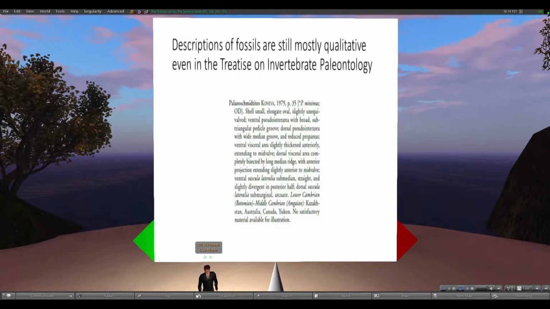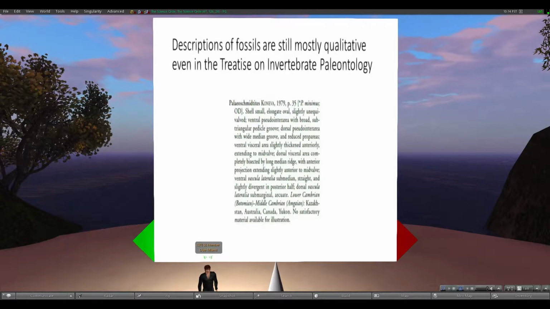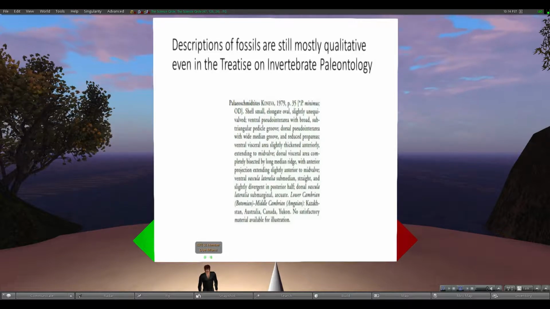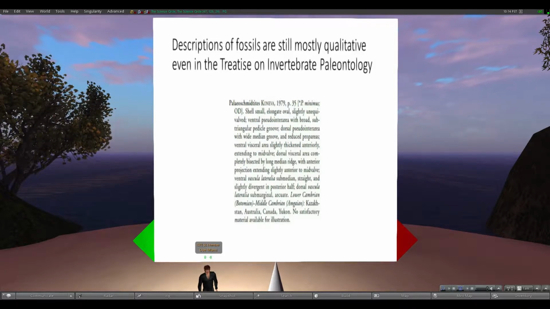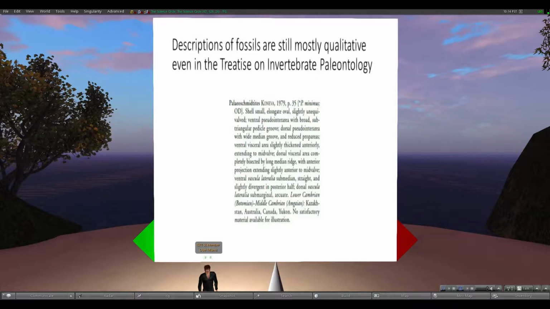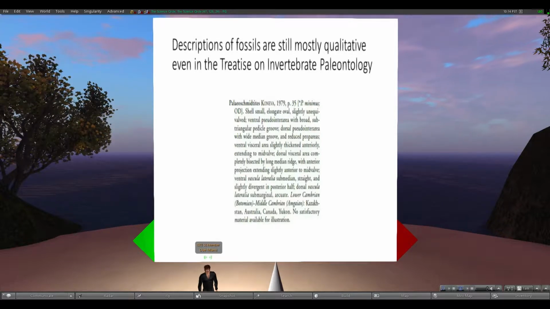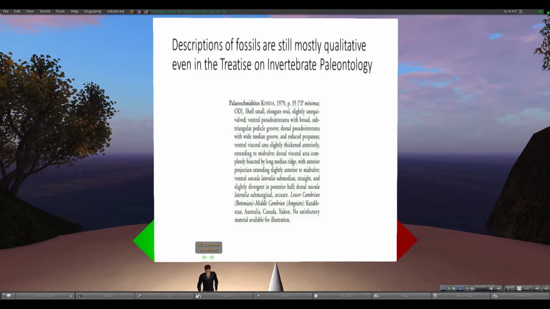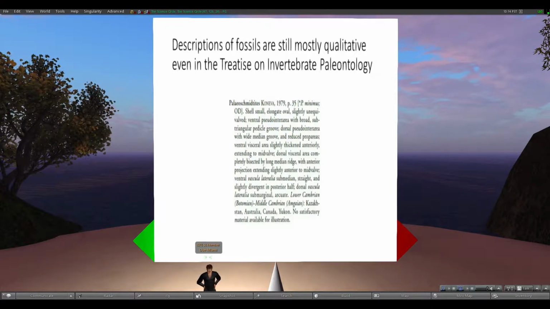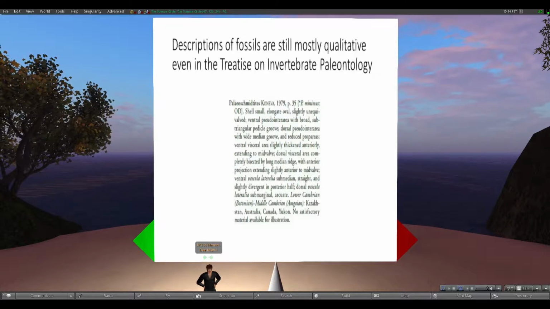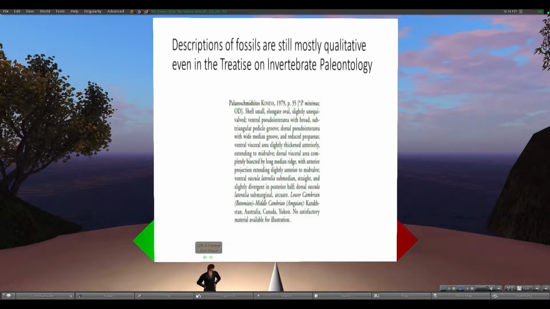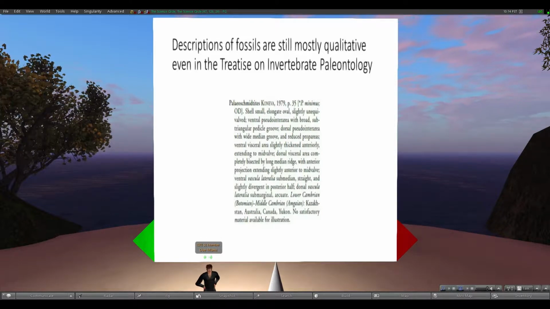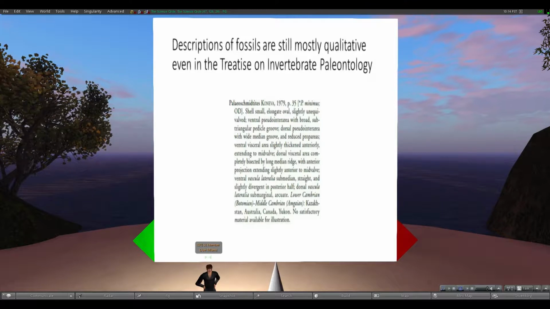What you have in front of you on this slide is an excerpt about a fossil. I'm not going to try and pronounce it. My Latin is not the best. It's a brachiopod found in the Treatise on Invertebrate Paleontology. And the text may be hard to read, so I'm going to read it for you. It says, shell is small, elongate, oval, and slightly unequal valved. So even the top professional publications in paleontology are not quantitative, and I don't understand why that is.